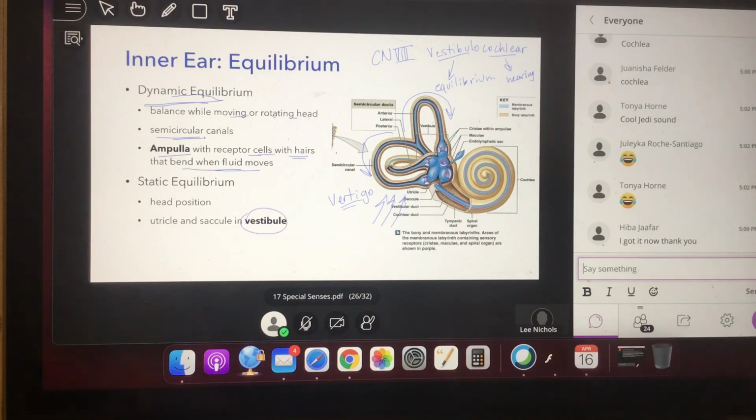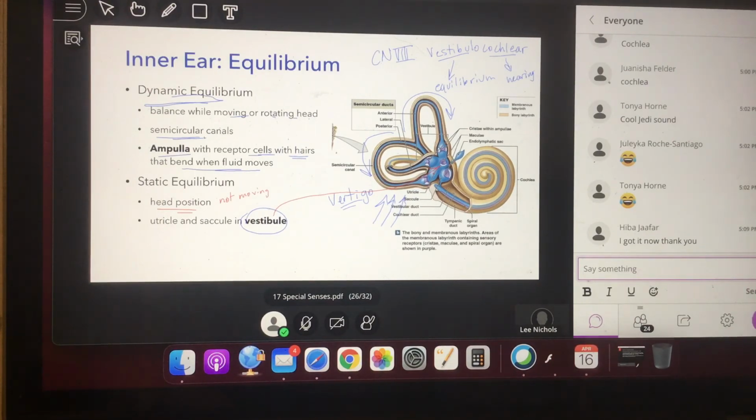Now, down in the larger area called the vestibule, which is more down in here, in this area, are these structures that just monitor head position really when not moving.